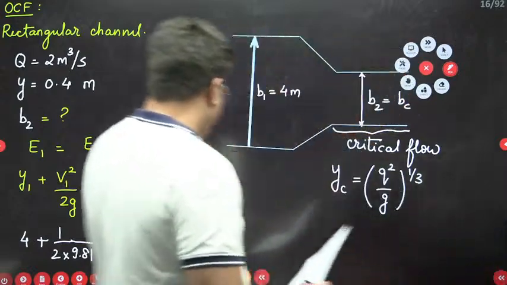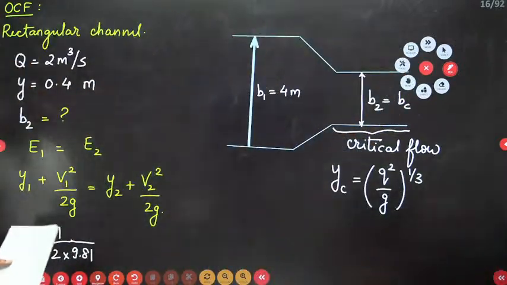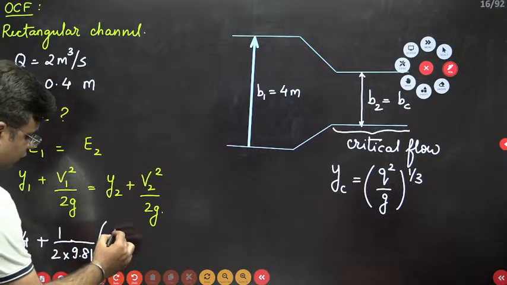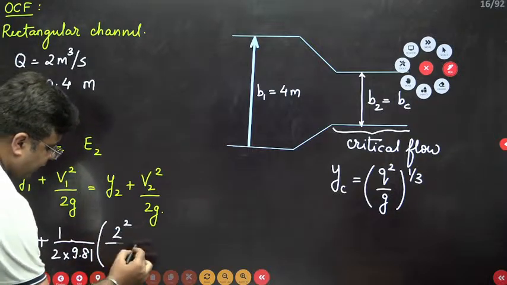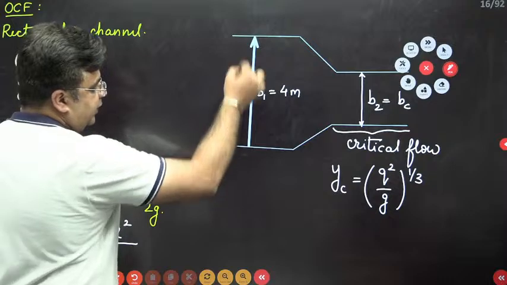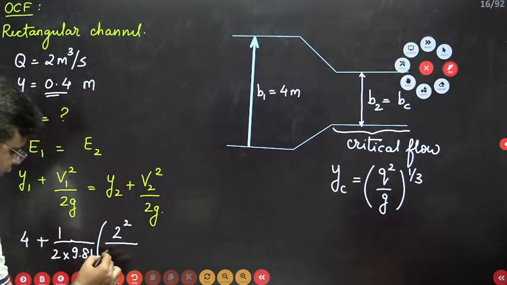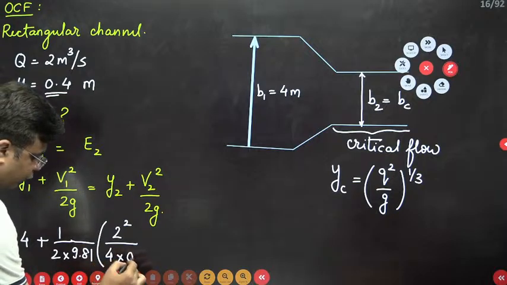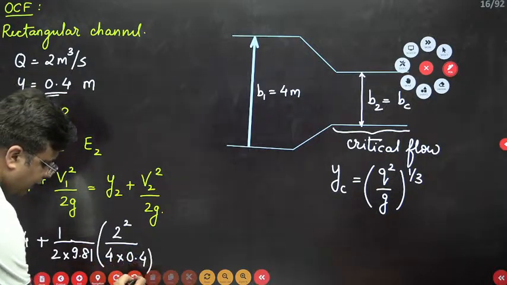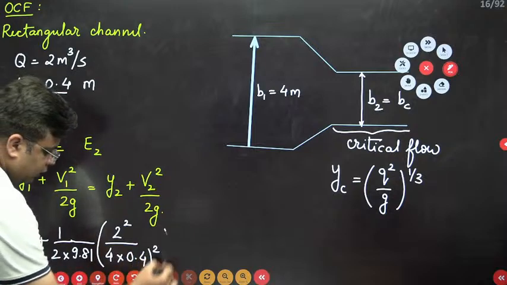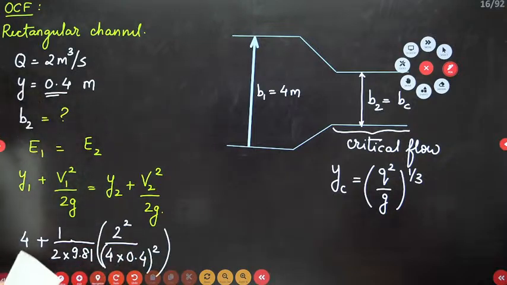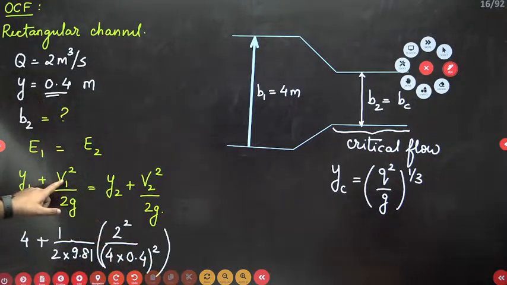Discharge is given to you as 2, so 2 square divided by the area of this section. The area of this section: width is 4 meter and depth is 0.4 meter. So 4 into 0.4, and this is also the whole square. This will give you the value of V1. 2G I have already kept.